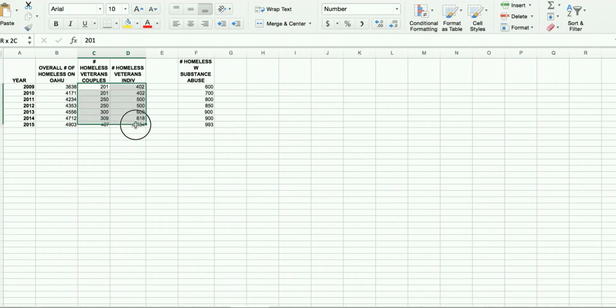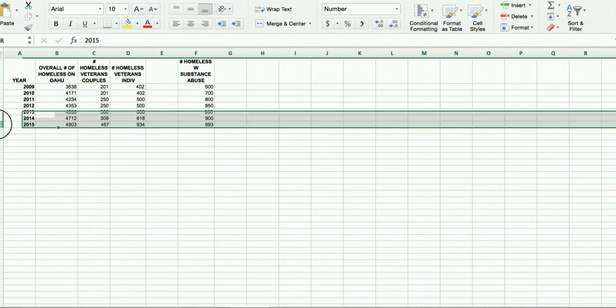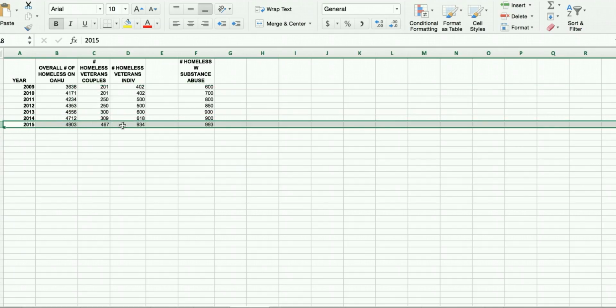Now, I made these data up, frankly. Actually, I made up all of these. These numbers here for the year 2015 do have a basis in reality, but for the preceding years, I made that data up just for the sake of demonstration.